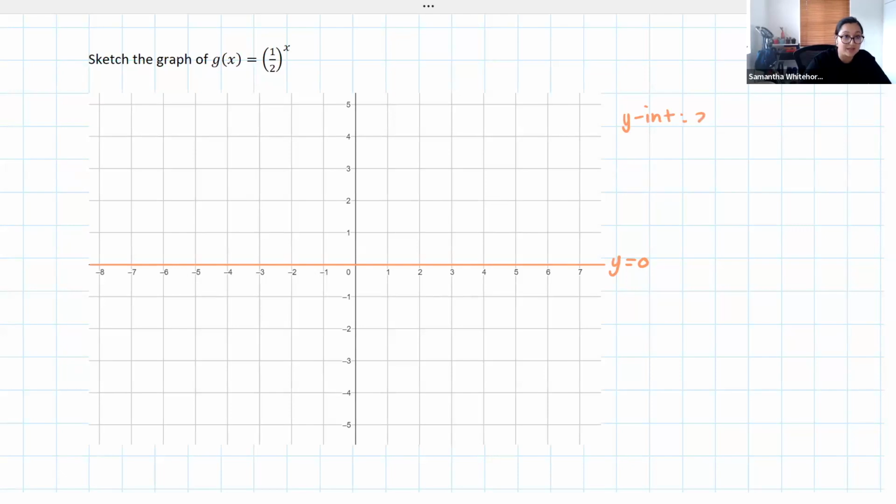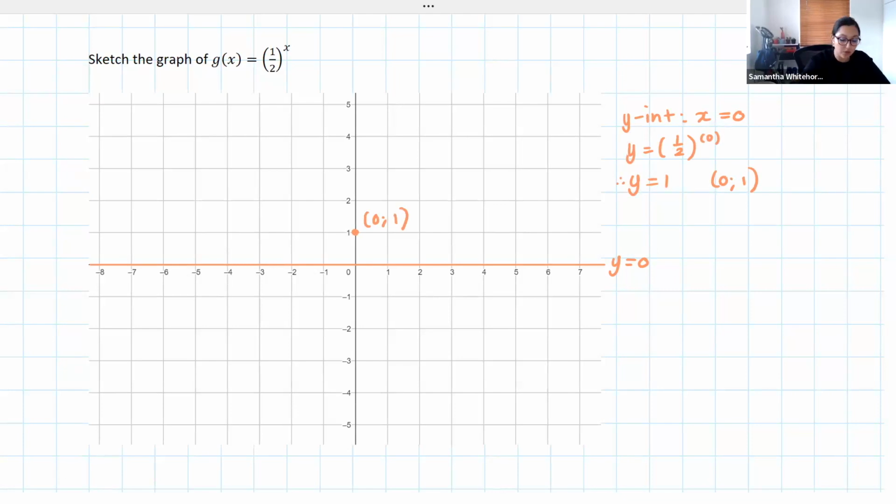So I'm going to do exactly the same thing, make x equals 0. So now we've got y is equal to 1/2 to the power 0, which means that y is equal to 1. So same y-intercept. That often happens with exponentials that haven't shifted up or down. But we've got a coordinate 0, 1 here.